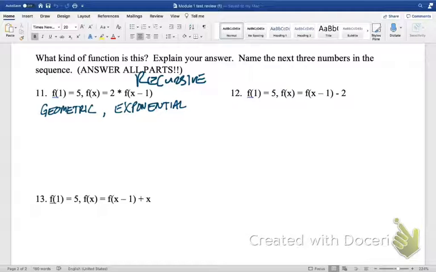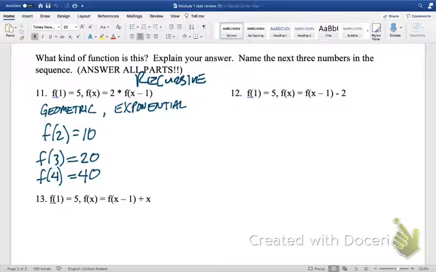The next 3 numbers in the sequence, we've defined f of 1. So we know the first term. We know that f of 2, f of 3, and f of 4 is what we're looking for. We need the next 3 terms in the sequence. So with this, we have 2 times the previous term. Well, the first term was 5, so 2 times that is 10. 2 times that is 20. 2 times that is 40. There you go.